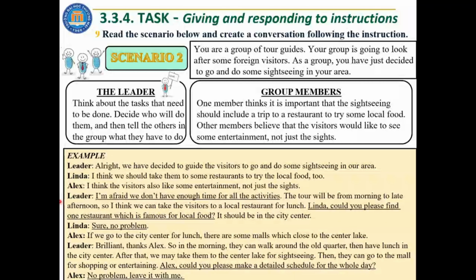Alright, so here we see that when the leader wants to stand his ground, he says, "I'm afraid we don't have enough time for all the activities." And he asks Linda, "Linda, could you please find one restaurant which is famous for local food?" Linda responds to the instruction by saying, "Sure, no problem." Then the leader asks Alex to make a detailed schedule for the whole day, and Alex responds, "No problem, leave it with me."